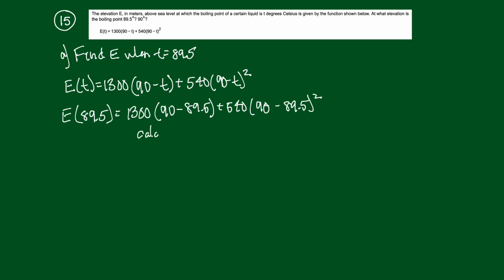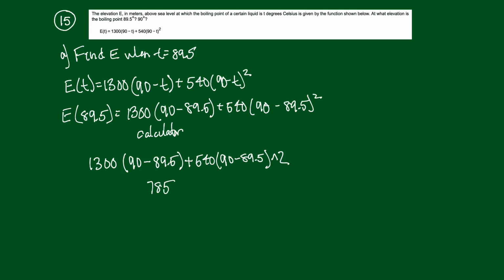Get your calculator out. So on your calculator, put in 1,300. Now left parenthesis, 90, and then a minus sign, and then 89.5, right parenthesis, plus, type in 540, parenthesis, 90 minus 89.5, close the parenthesis, and then you can either press the X squared key that's on the left side, or you can press the up arrow key. Either one will work. And when you press enter, you get 785. Well, that's what I got anyway.